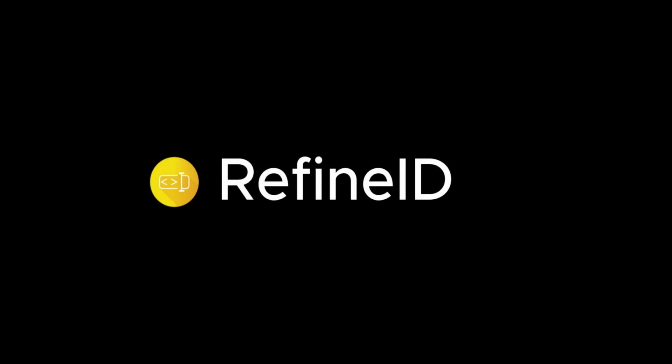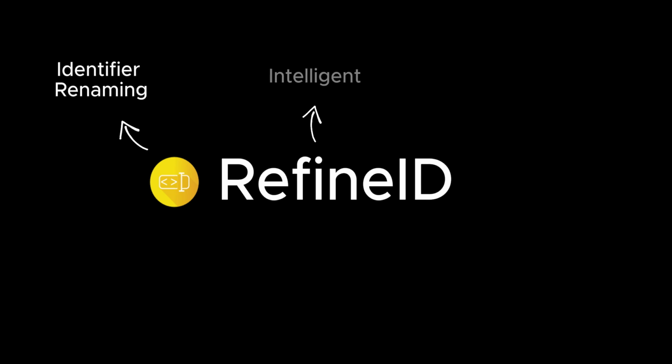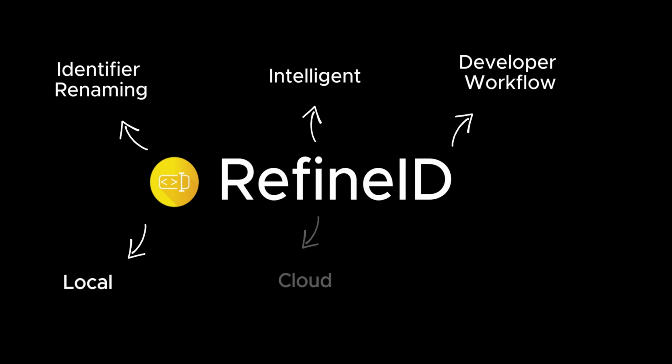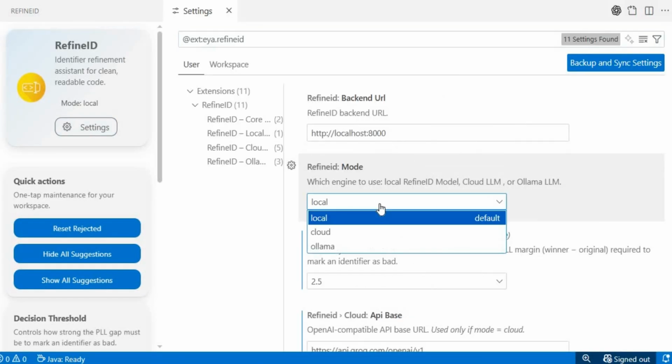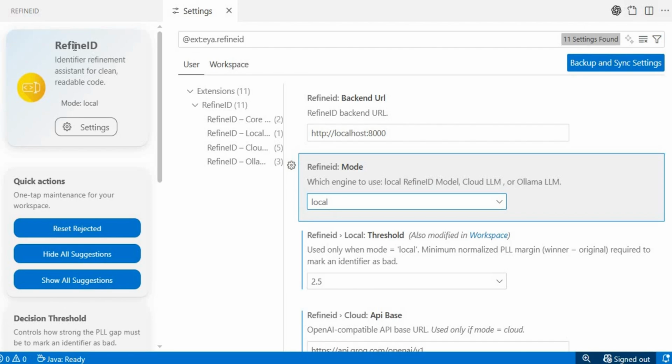Welcome to this demonstration of RefineID, an ID renaming intelligent assistant integrated directly into VS Code. We will explore the three modes of RefineID: local, cloud, and Ollama. First, mode local. We start off with configuring RefineID settings to the right mode. Local mode is the default.